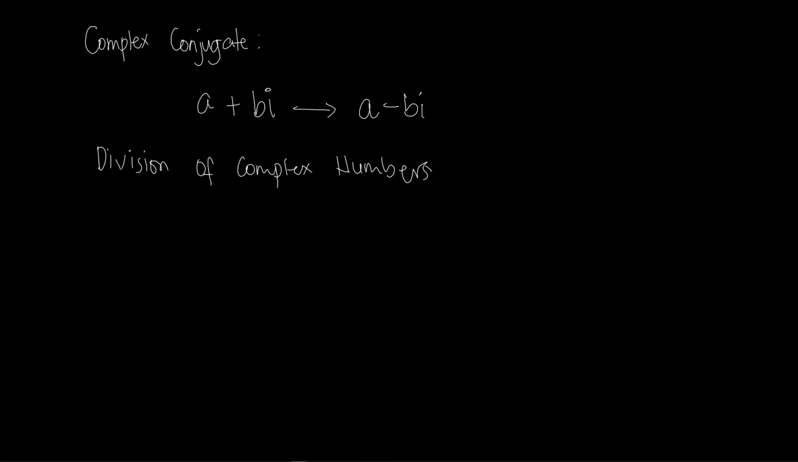So how do we do it, sir? For example, we have 2 minus 5i divided by 3 plus 4i. To perform division, all you need to do is convert it into a multiplication process, because multiplication is easier. All you need to do is multiply both the numerator and the denominator by the complex conjugate of your denominator.